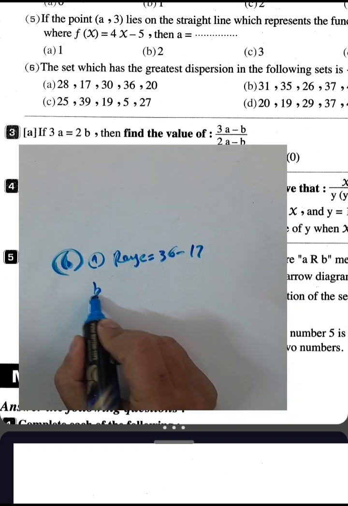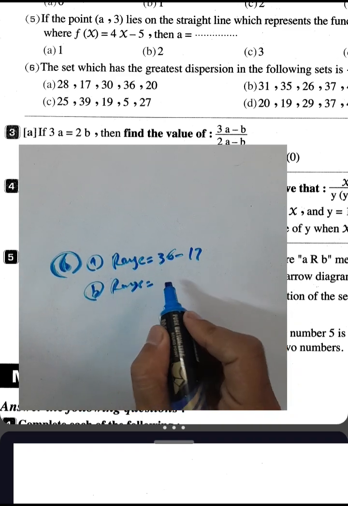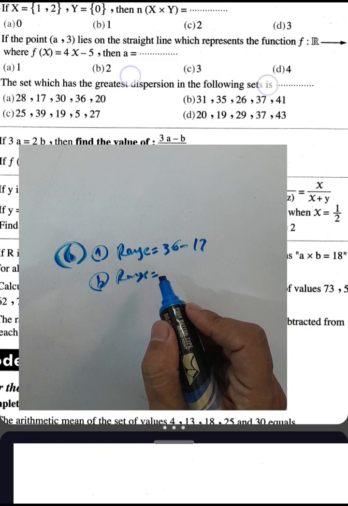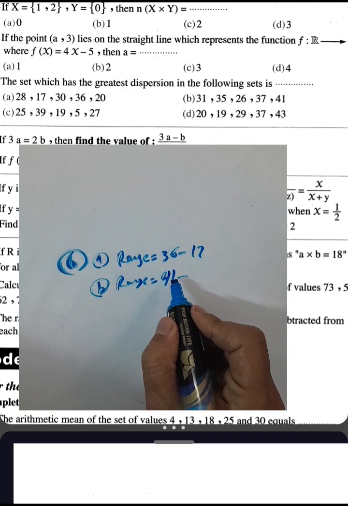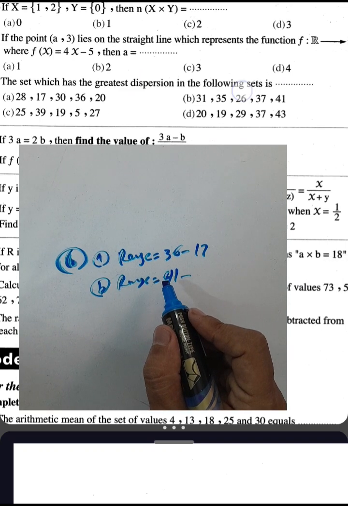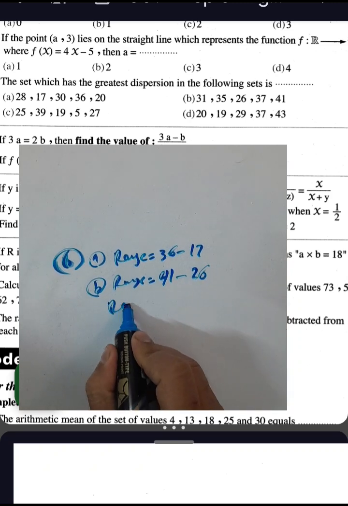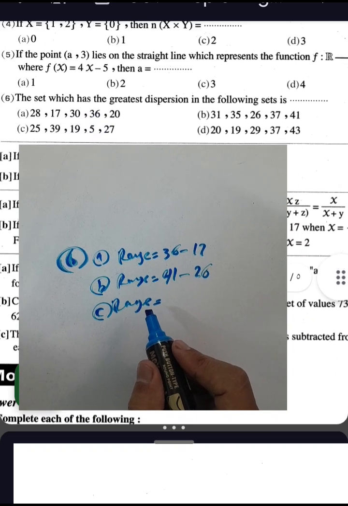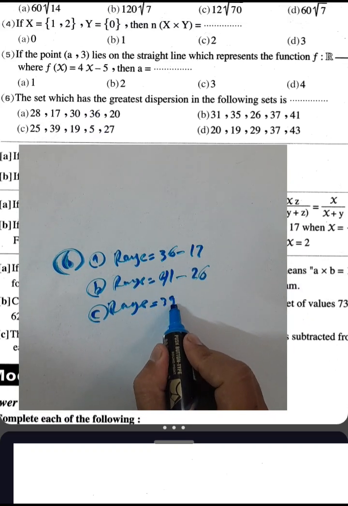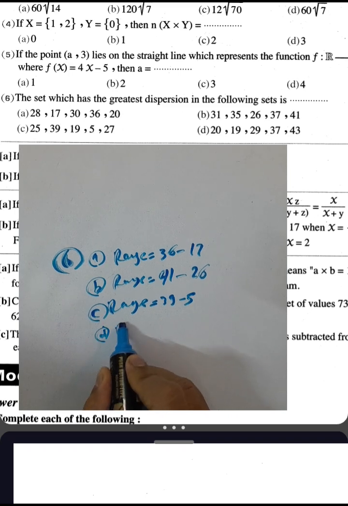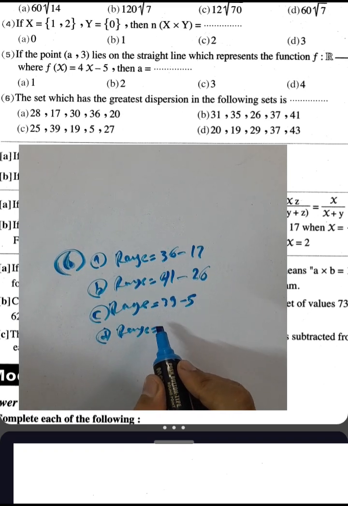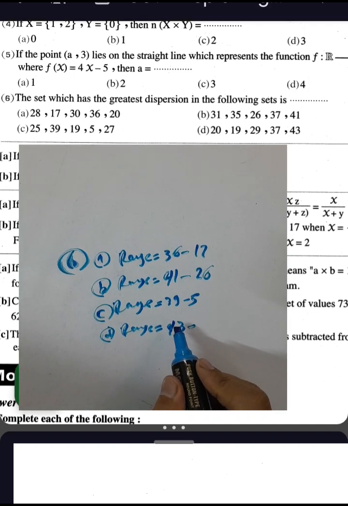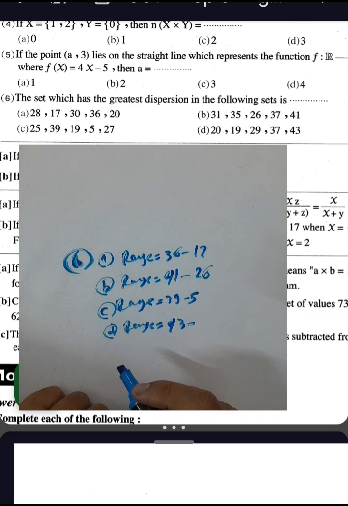And for letter B, you can find the range by the greatest number and the smallest number. The greatest number here was 41, subtracted by the smallest number 26. And the range for letter C, 39 minus 5. And for letter D, the greatest number, 43, subtracted by the smallest number here, 9.